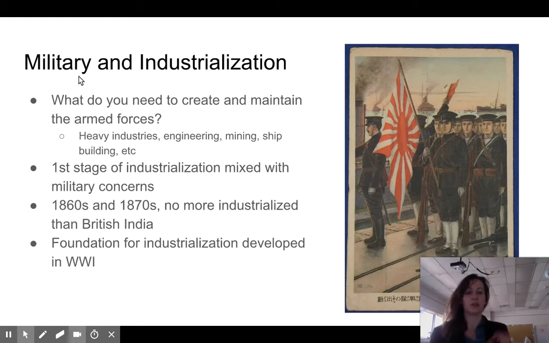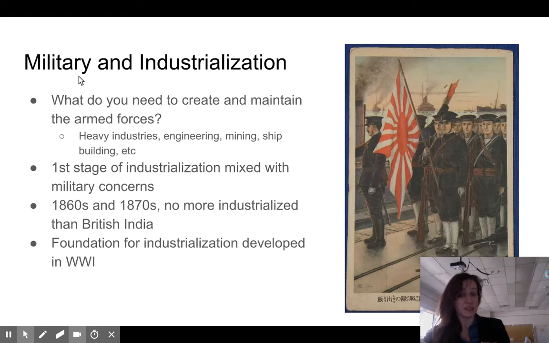So how does the military connect to industrialization? Here you see a postcard of the Japanese Navy in the 1930s. Looks extremely Western, right? So what do you need to create and maintain these armed forces, the Army and the Navy? Well, you need heavy industries. You need engineering. You need mining. You need shipbuilding. Basically, you need to be an industrialized nation. So the first stage of Japan's industrialization was mixed with these military concerns.